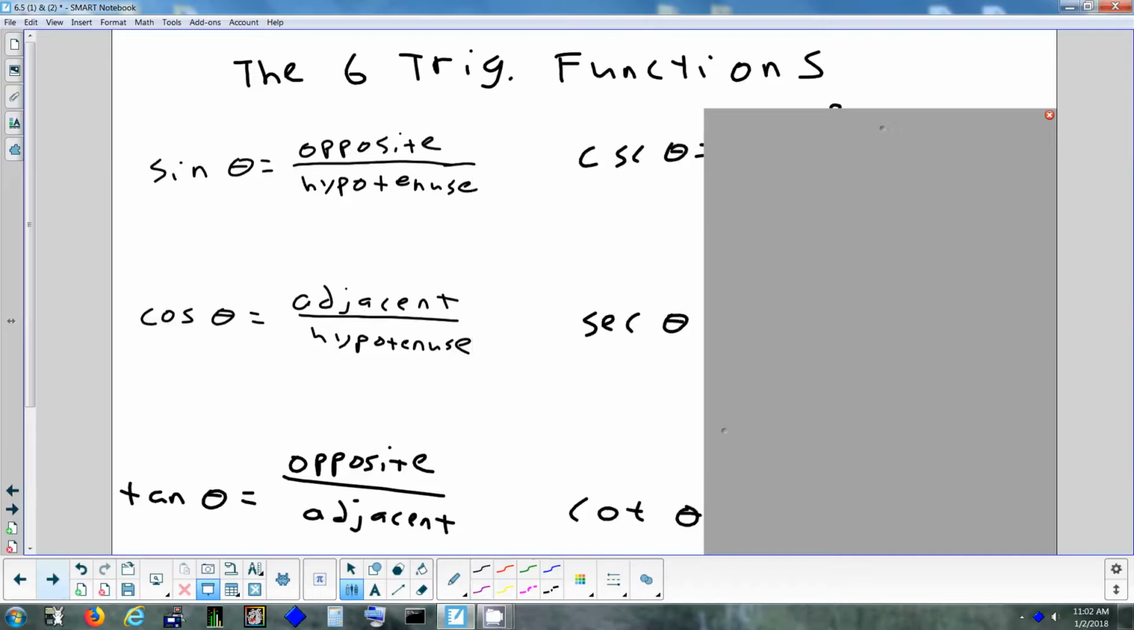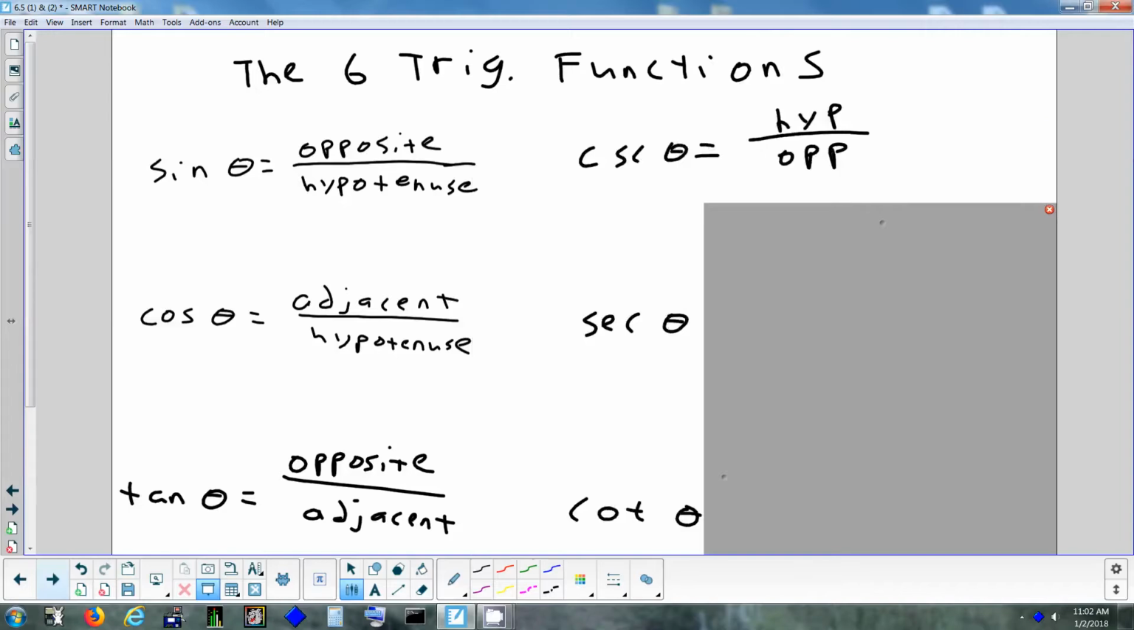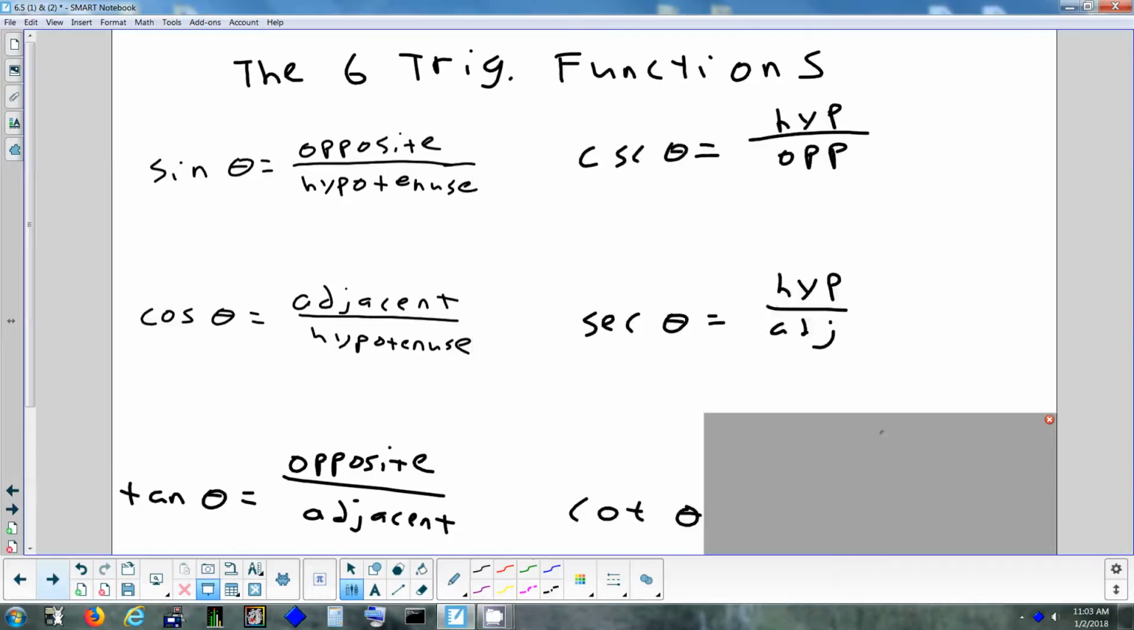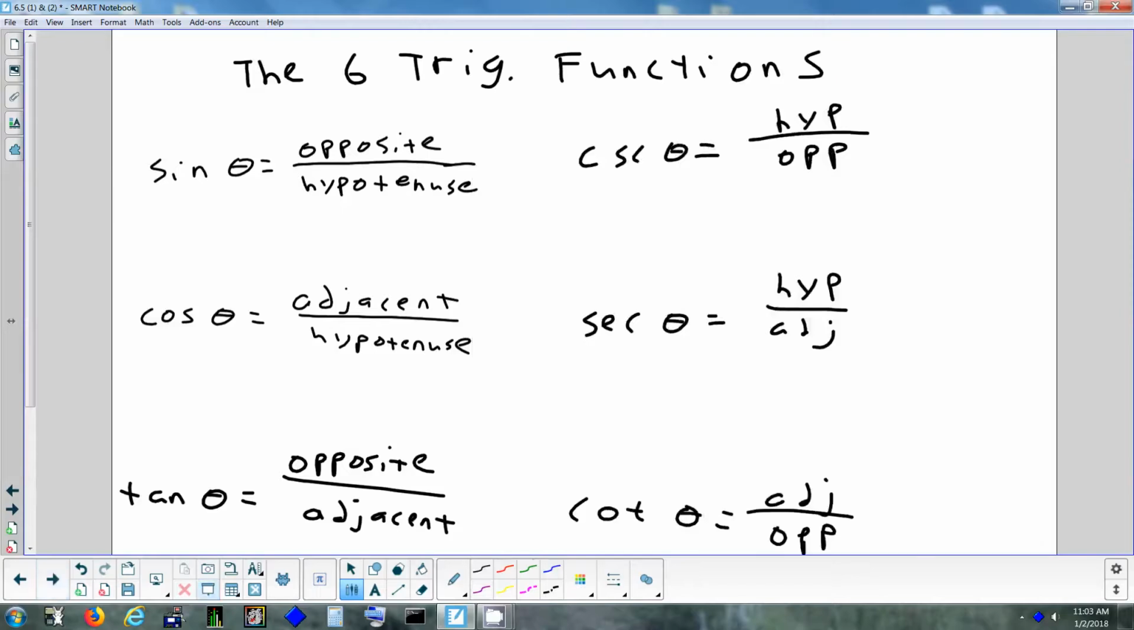Now, the nice thing is once you know the three on the left, you automatically know the three on the right. Does anybody remember what you do with each function on the left to get the one on the right? You flip it. So cosecant would be hypotenuse over opposite. Secant is hypotenuse over adjacent. And cotangent, adjacent over opposite. So what I focus on is the ones on the left. Those are the ones that are most important. And if you remember those, just think in your head, flip, and you have all the ones on the right.